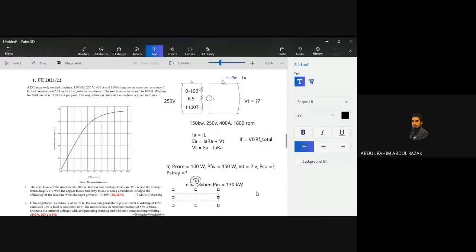So efficiency, eta, is equal to... when we want to look for efficiency, you just restate the efficiency equation, which is P out divided by P in, times 100%. Please write together with me. If I'm moving too fast, please inform me. So this is your efficiency equation.